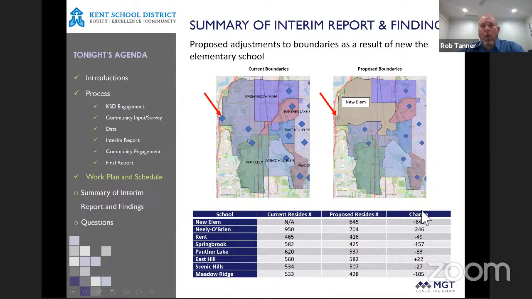And as a whole, when you look at this as a whole, it has helped each and every school. And so this table illustrates where that is, with pluses and minuses, and where the students reside.